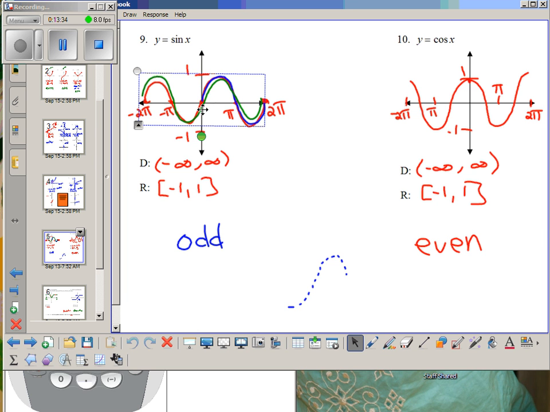So those are the parent functions you need to have memorized. You should be able to draw those graphs from your memory. And then later we're going to talk about transformations to these graphs.